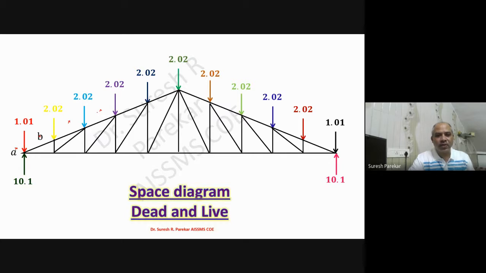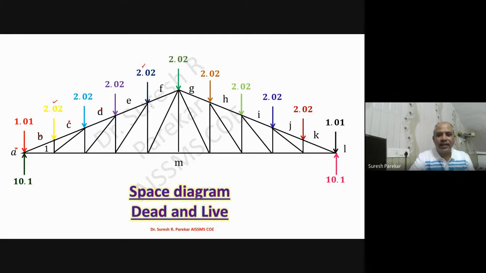So you can see over there, we have A, B, C, D, E, F, G, H, I, J, K, L, and M. These are the spaces. Now we have already seen this. If I have to designate 2.02, then I will write it as BC. If we have to write this force 2.02, then it will be EF. Likewise, we have to plot the forces.